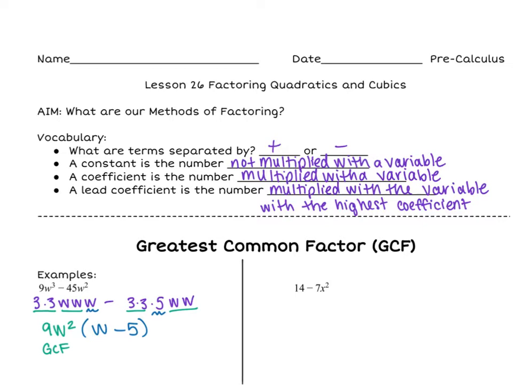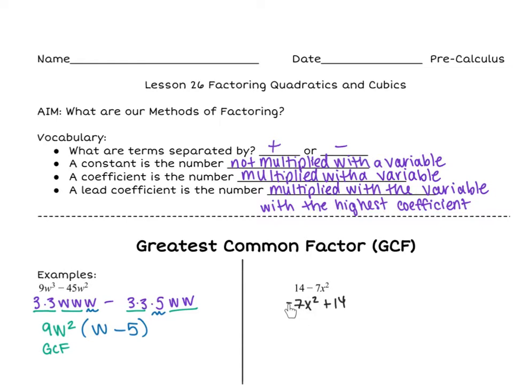Now let's consider this second problem. Well, the first thing, before you ever start factoring any type of problem, the most important thing is to write your terms from highest exponent to lowest exponent for your variables. So looking at this problem, I'm going to rewrite it so that I have negative 7x squared plus 14. Now we can consider what's the greatest common factor. However, notice that this first term, my lead coefficient, is now negative.